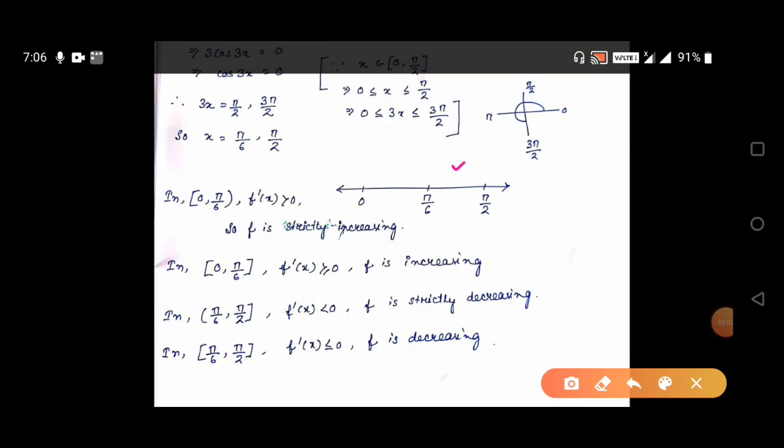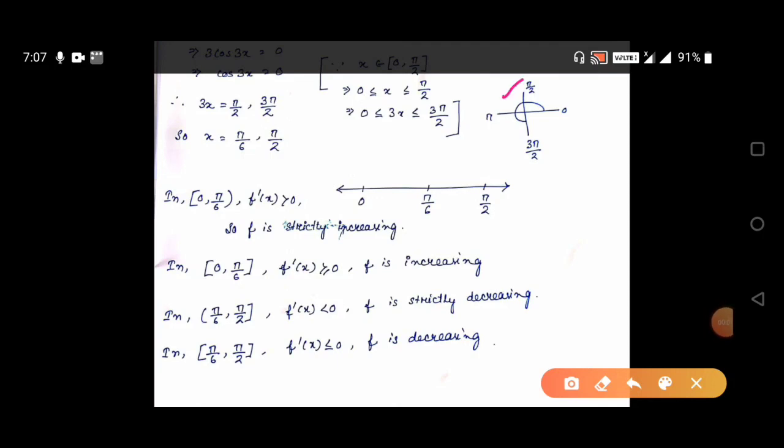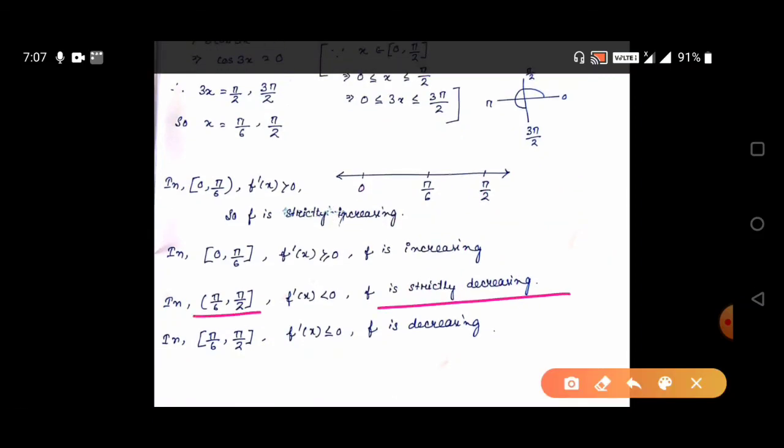Now we will check for this interval. So if x belongs to pi by 6 to pi by 2, then 3x will belong to pi by 2 to 3 pi by 2 by multiplying by 3. Since 3x belongs to these two quadrants, cos 3x will be negative, less than 0. So 3 cos 3x will also be negative. So f dash x is negative. So f is strictly decreasing in this interval. Whenever we say strictly decreasing, we have taken the open interval and only less than. For decreasing, we will close the interval and use less than or equal to.